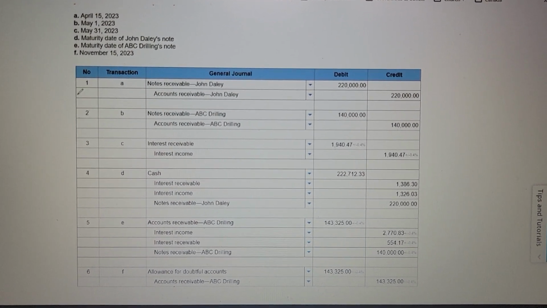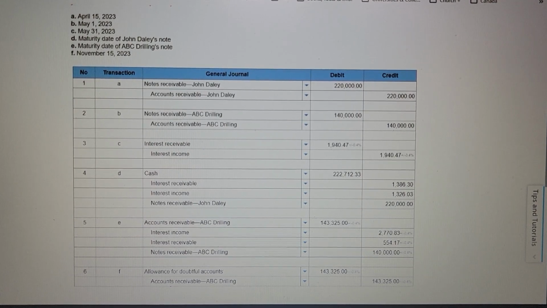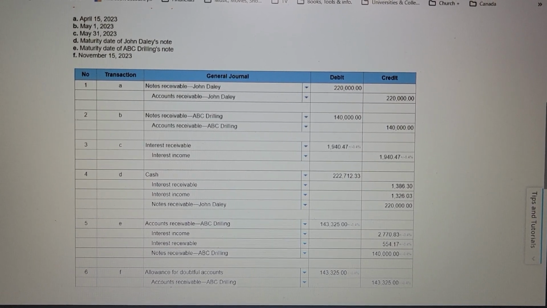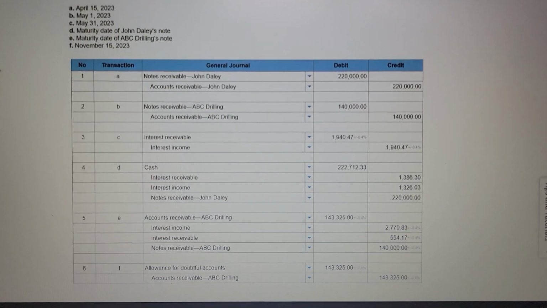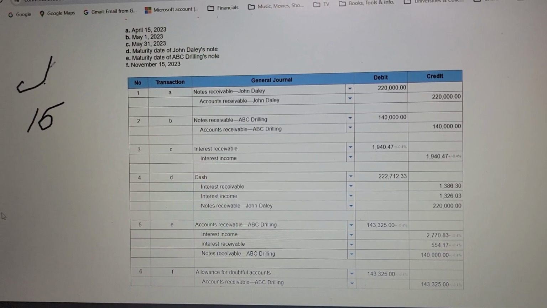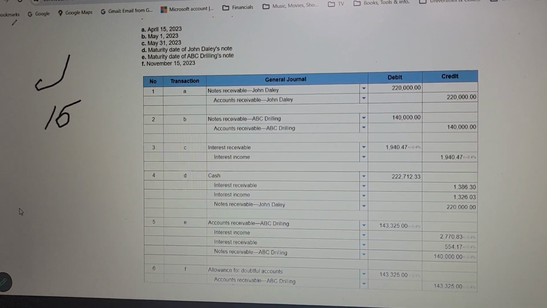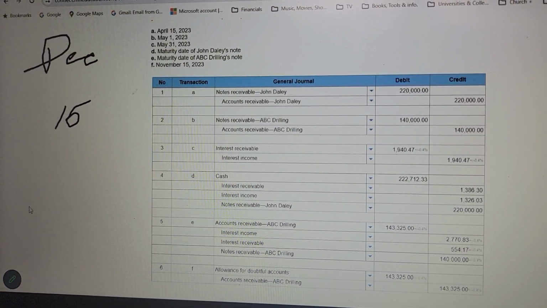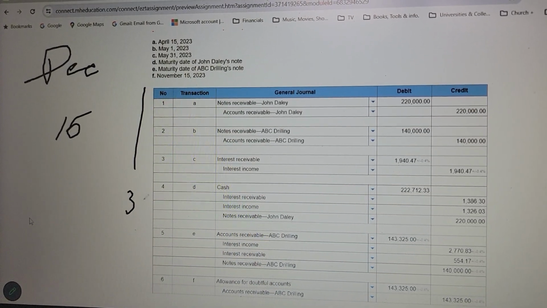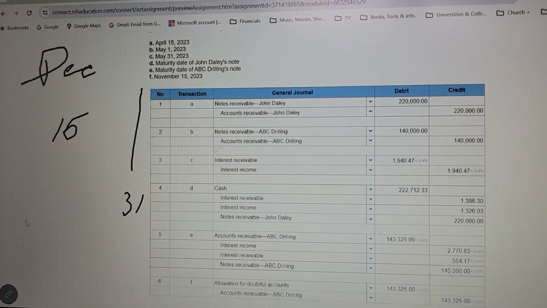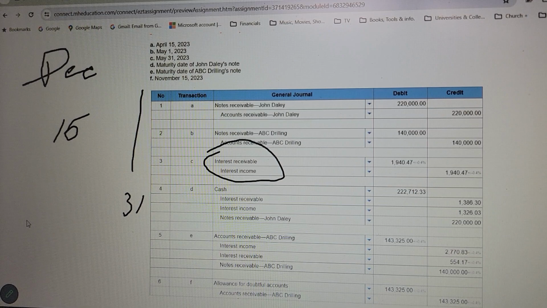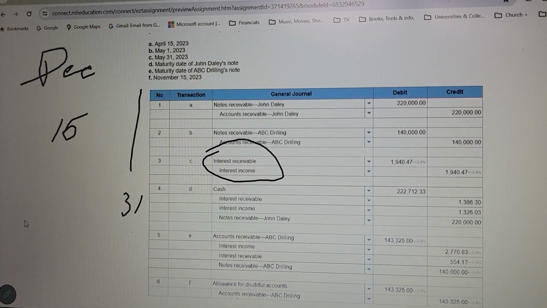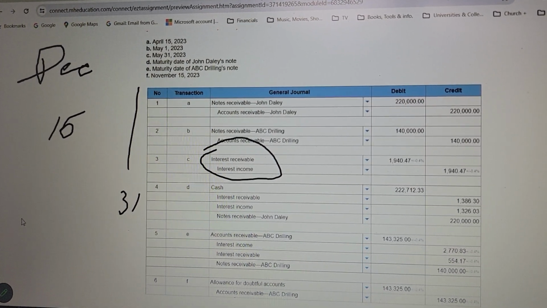If you remember the example we had in the presentation, December 16, we issued the note. So on December 31st, we did what? We did this entry. Make sense? Right.